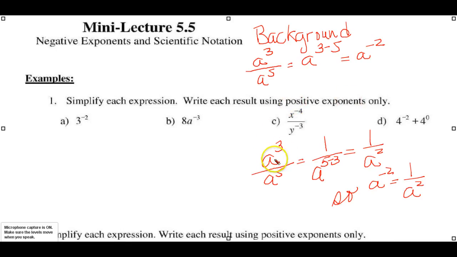So if we look here, we see a to the third over a to the fifth. Remember there's a 1 in front of that. We bring our a to the third down, subtract it from the 5, and now we get 1 over a to the second. So positive exponents. So what do we have then? Well, that this equals this. So theoretically this is over 1, and by moving the exponent across the division bar, we just change its sign.